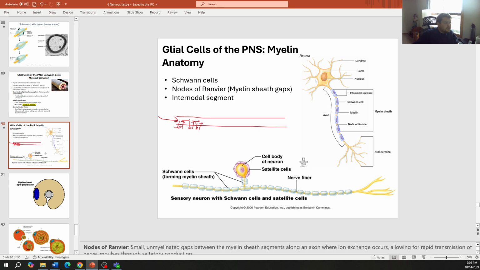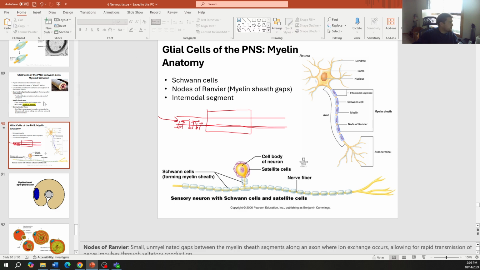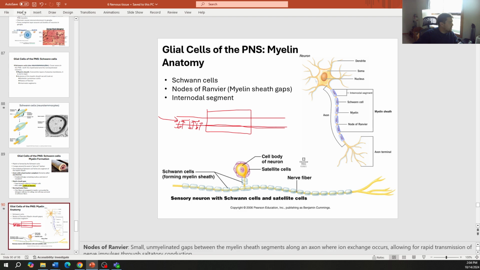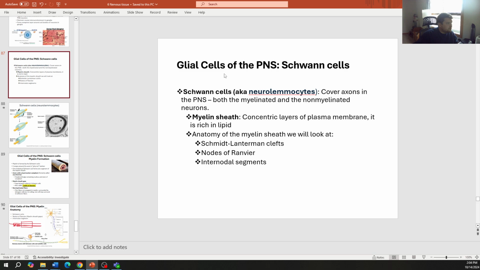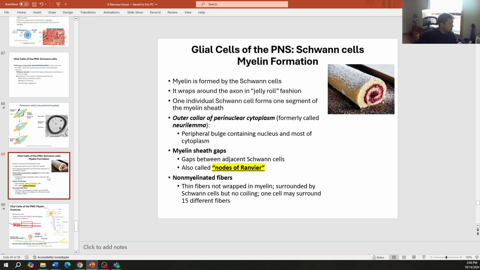What these nodes of Ranvier allow us to do, and what the myelin allows us to do, is instead of having to do this all the way along the entire membrane, the myelin allows us to skip, to kind of jump. It's called saltatory conduction. Let me actually go back and add that in, because that's a really good word to know. Schwann cells, myelin.